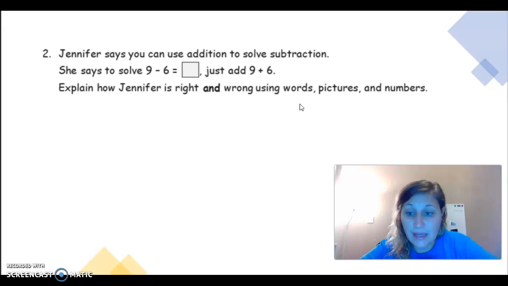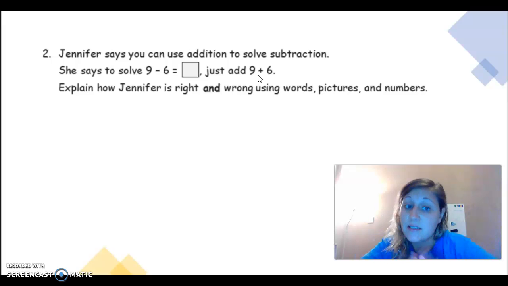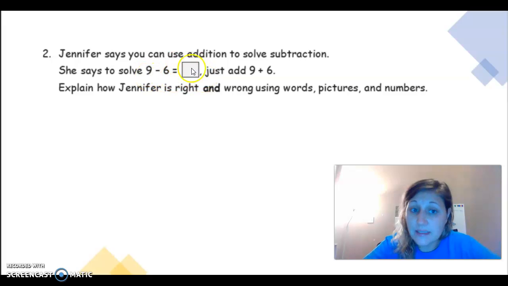So Jennifer is saying two different things. Jennifer is saying you can use addition to help you solve subtraction. That's the first thing she's saying. The next thing she's saying is that in order to solve 9 minus 6, you just put 9 and 6 together. So what she's saying is that if I do 9 minus 6, I'm going to get the same answer that I would if I put 9 and 6 together.